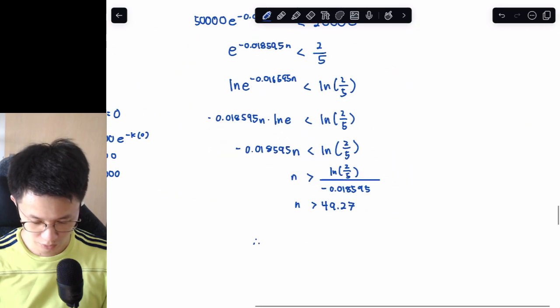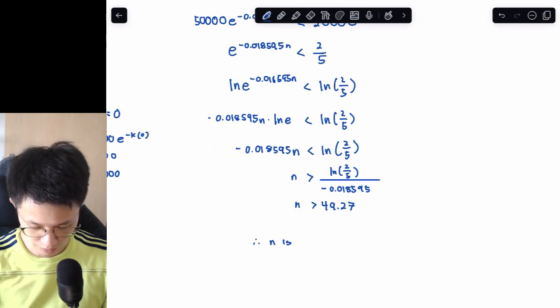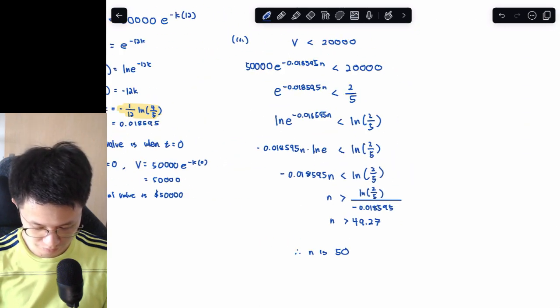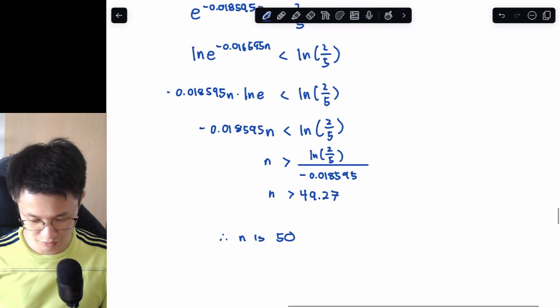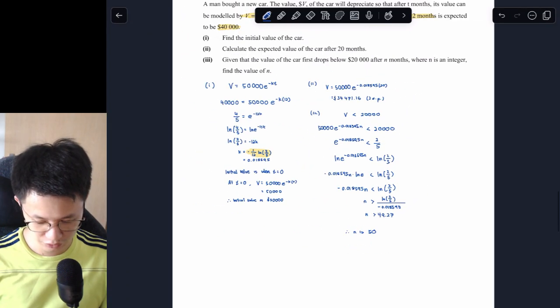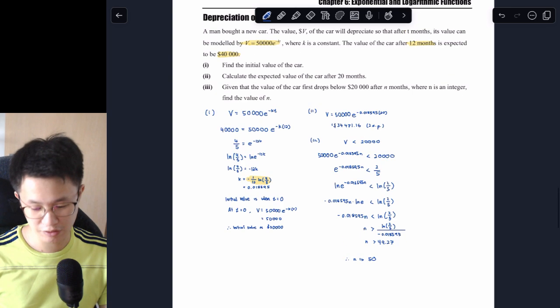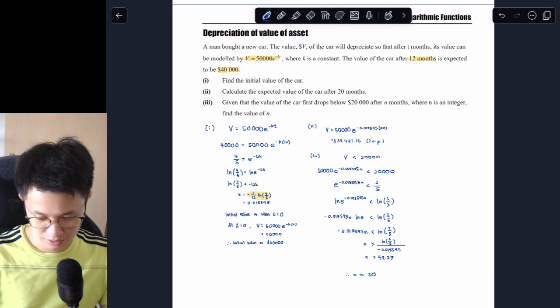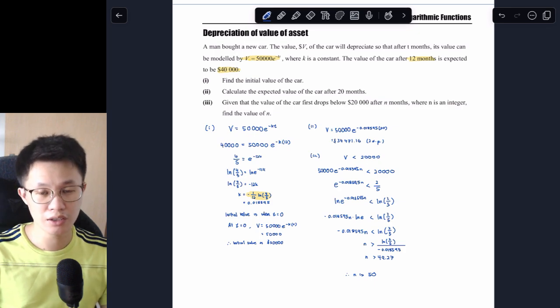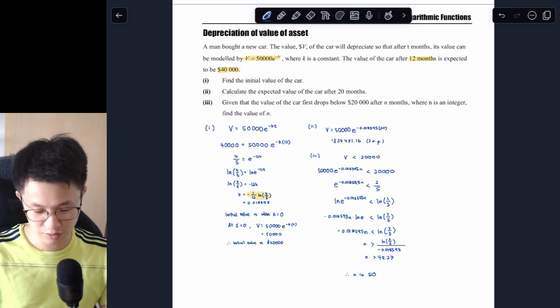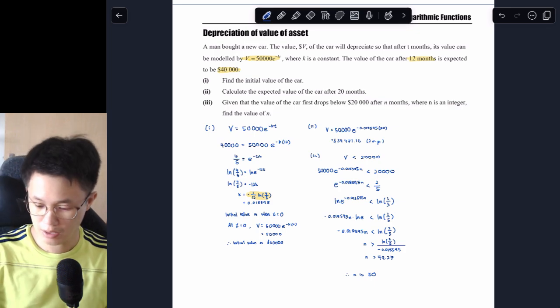Therefore, n is 50, because it should be an integer value. You cannot really say 49.27 months, that doesn't make sense. But you say 50 months. So there's another application of exponential equations in the context of depreciation values of assets. Okay, see ya. Bye bye.